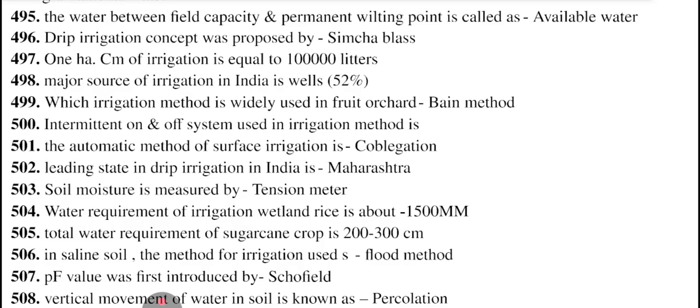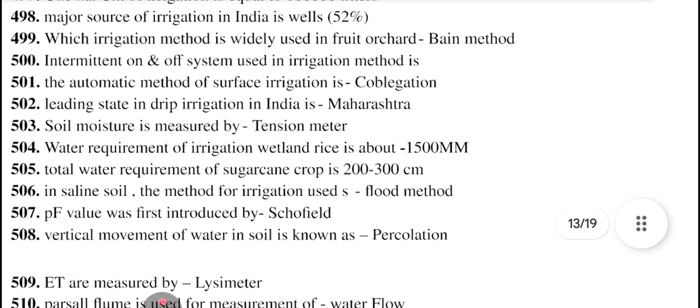Leading state in drip irrigation is Maharashtra. Soil moisture is measured by tensiometer. Water requirement of irrigation for wetland rice is about 1500 mm. Total water requirement of sugar cane is 200 to 300 centimeter. In saline soil, the method of irrigation used is flood method.